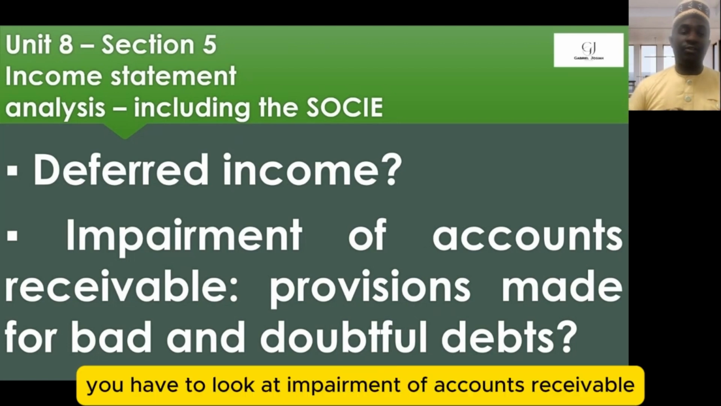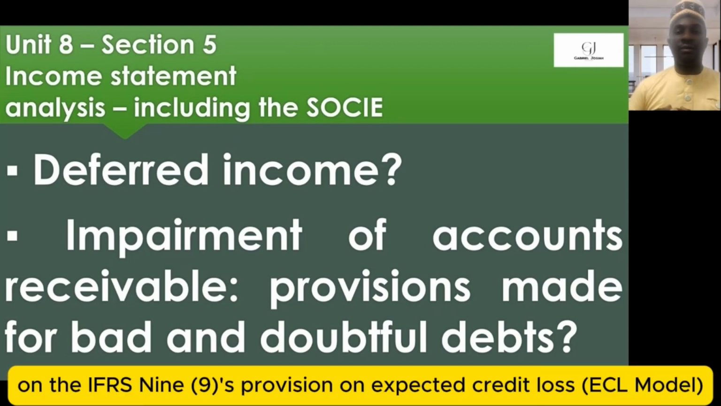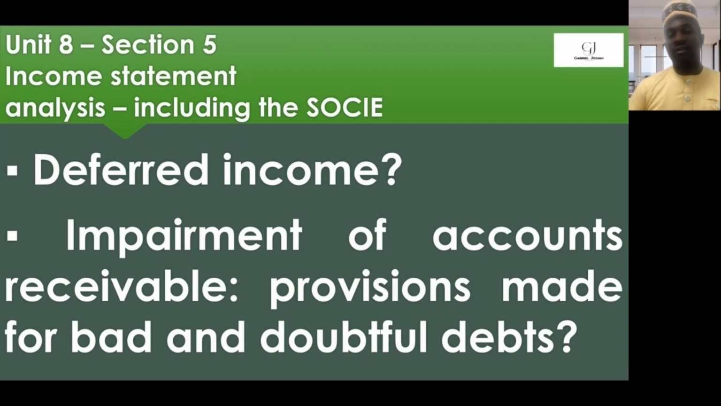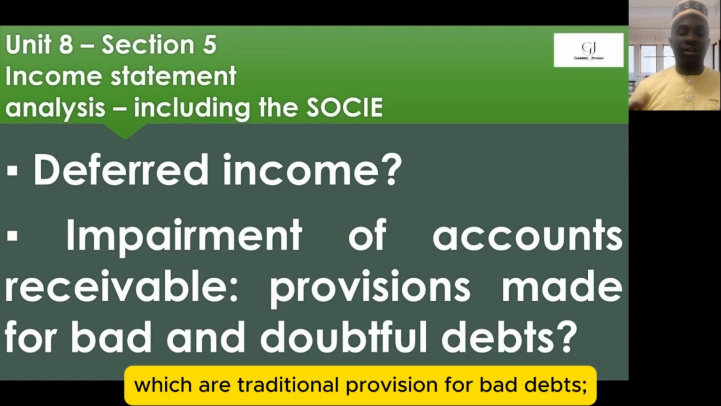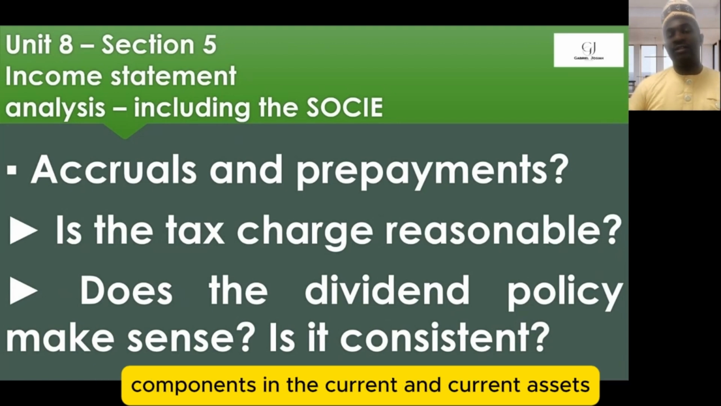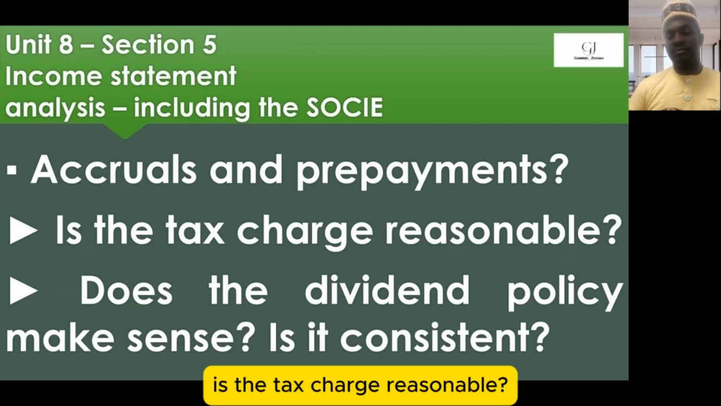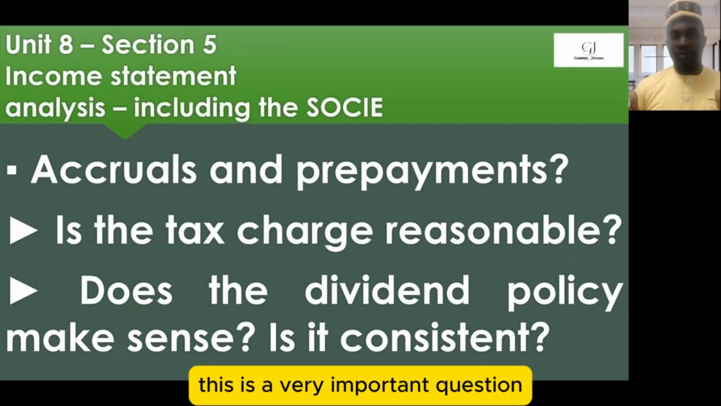Also have to look at impairment of accounts receivable, like I spoke to in the previous video on the IFRS 9's provision on expected credit loss, which are traditional provision for bad debts. Accruals and prepayments, you have to ask on these components in the current assets and current liability area. Is the tax charge reasonable? Very important question.